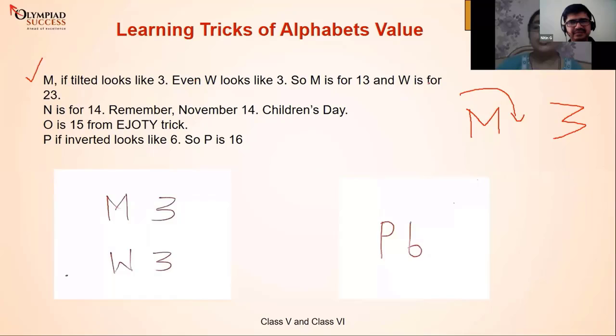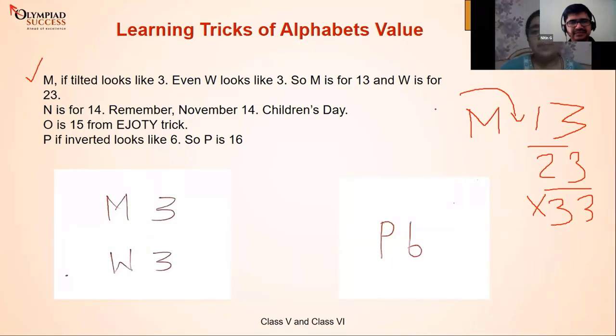So you will say, ma'am, 13 is possible, 23 is possible, but 33? No, that is not possible. Why? Because we have only 26 alphabets, and 23 and 13 can be the only possible numbers for M. And as we know that M is really far from Z, which is 26, so therefore the only possibility of M can be 13. So that's how we remember the place value of M to be 13.